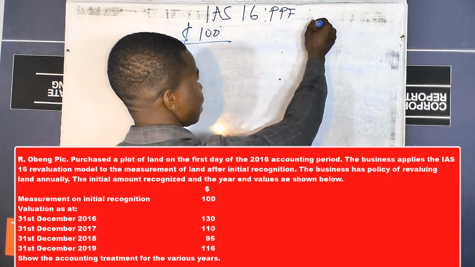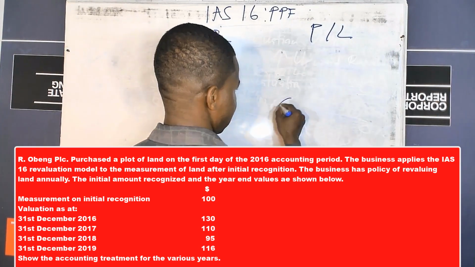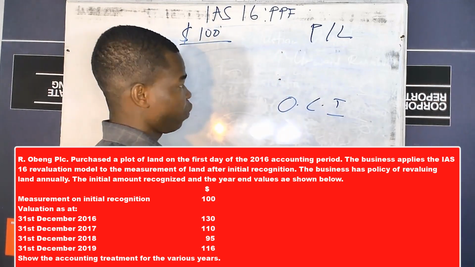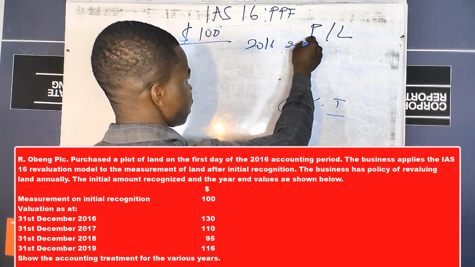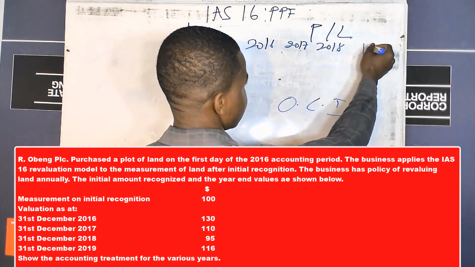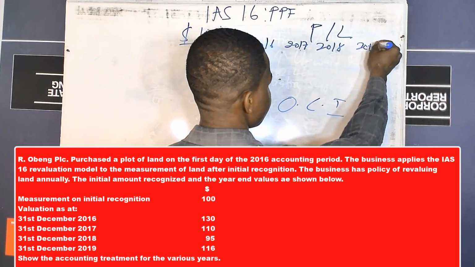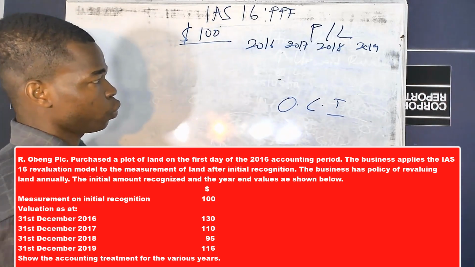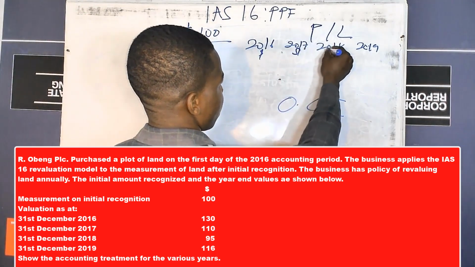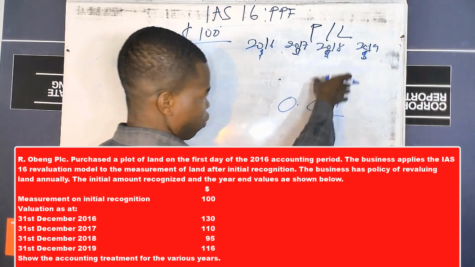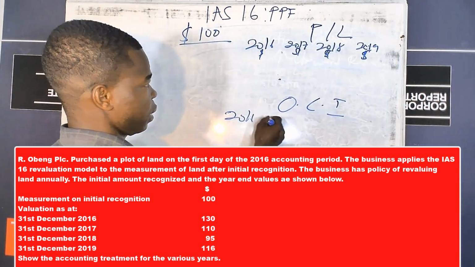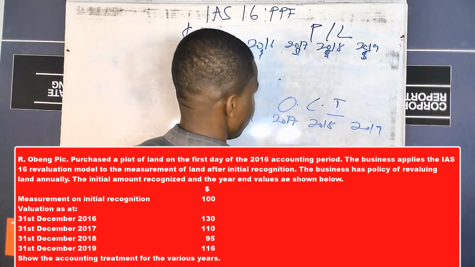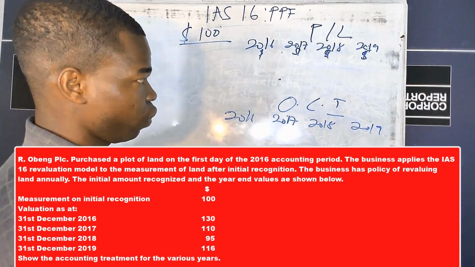Here, let's have our P&L over here, and let's have our OCI over here. Now, how many years do we have? We have 2016, 2017, 2018, 2019, and that is the last year in the question. We have our dollar sign here. This runs through the OCI as well, the same thing over 2016, 2017, 2018, and then 2019. We want to look at this revaluation gain and revaluation surplus.